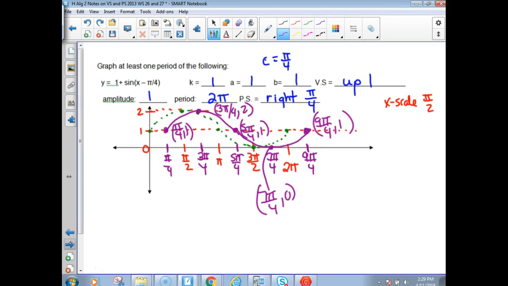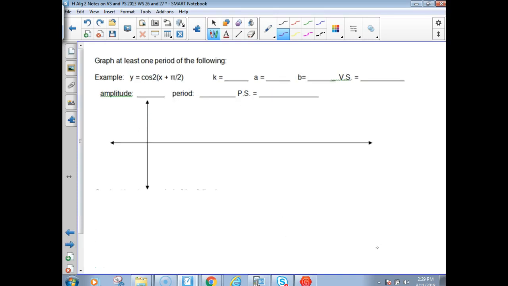Okay. Graph at least one period of the following. Now we're doing a cosine graph. Okay, nothing added on out here, nothing out in the front, so K is 0. Center line is 0, so I can put that right on my graph. I've got an A value of 1, so my amplitude's 1. Got a period of 2 pi with a, well, we got a B value of 2.